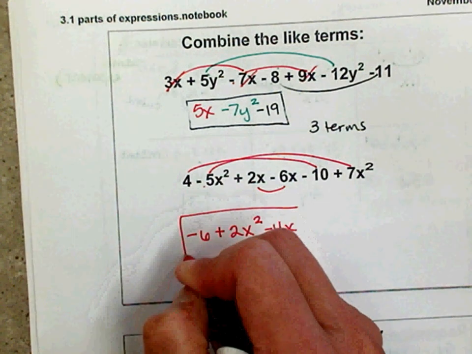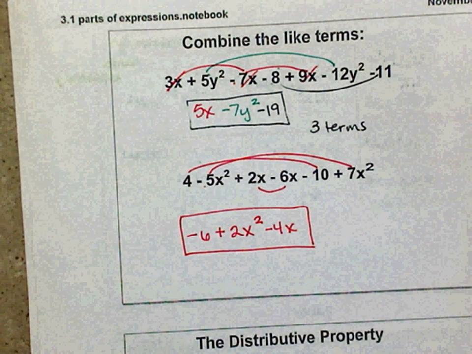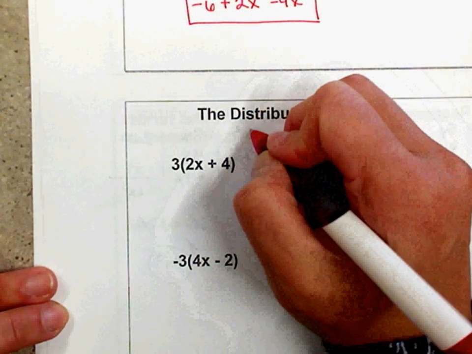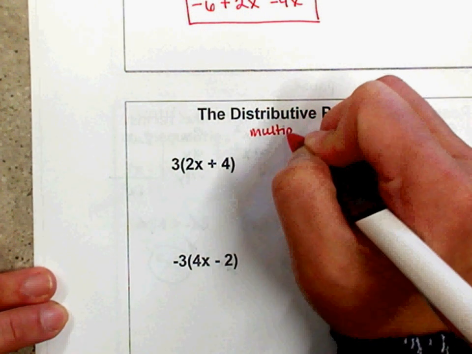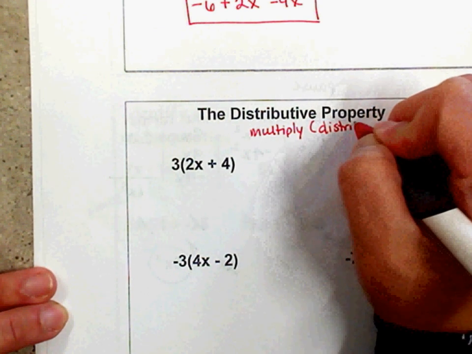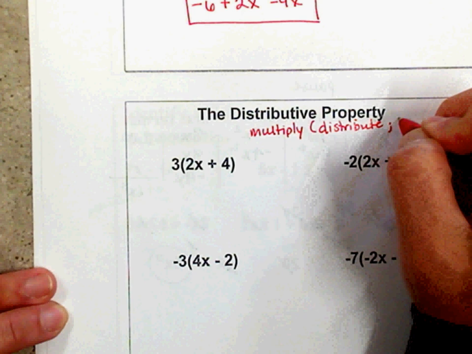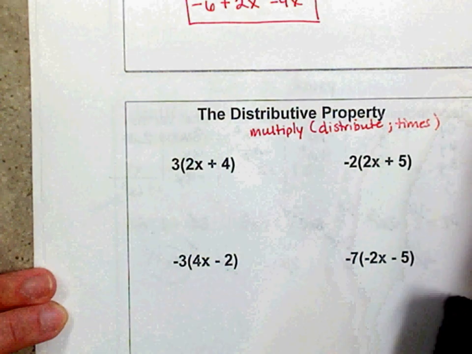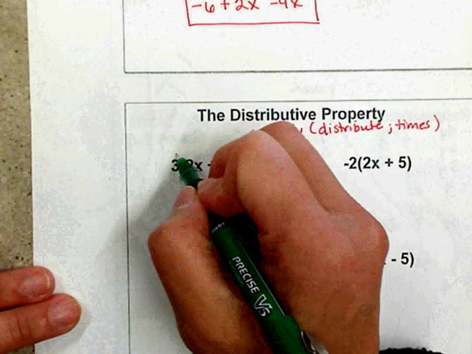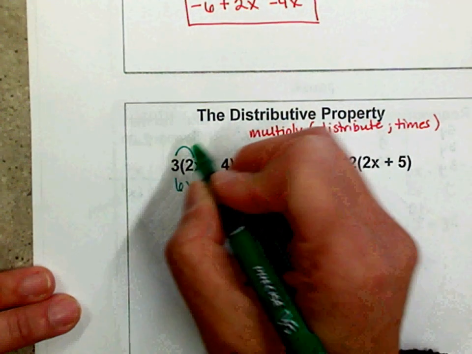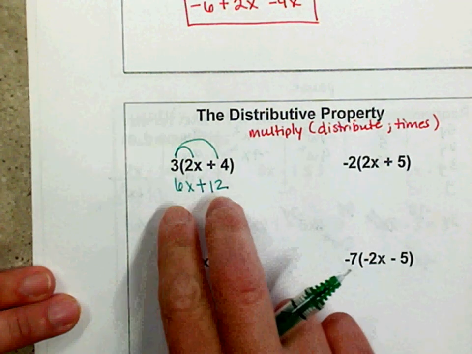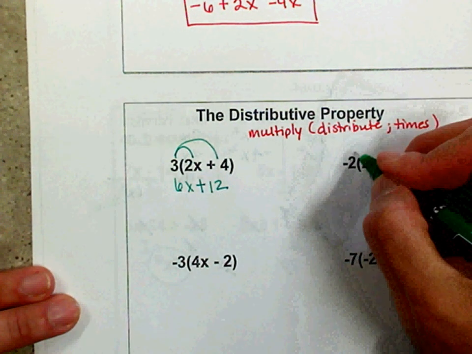All right, distributive property. You can say distribute. Basically, distribute is a multiplication, okay? And sometimes you can just say the word distribute, or you can say times. All those mean the same thing. So for example, 3 times 2x is 6x. 3 times 4, positive 12. 2 terms not alike.